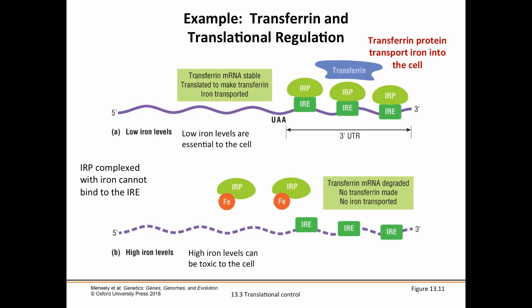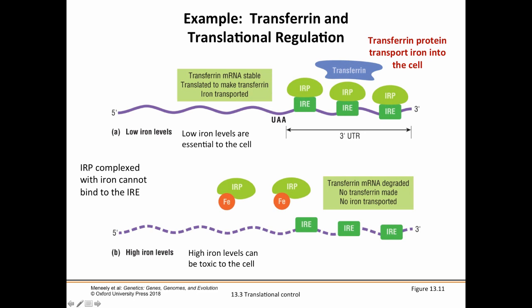Transferrin operates in a different way. Transferrin, once again, is a protein that allows transport of iron into the cell. And so this is going to want to be made when you need more iron. So this is going to be responding to low iron conditions. And transferrin involves, once again, a bunch of iron response elements, 3 iron response elements. Only these are located in the 3' untranslated region of the messenger RNA.